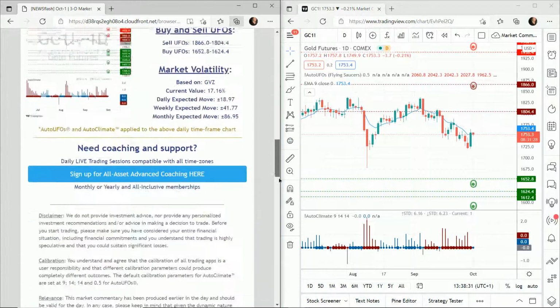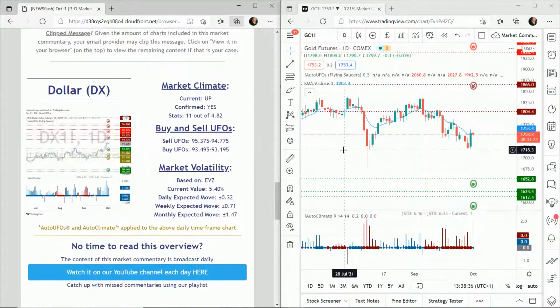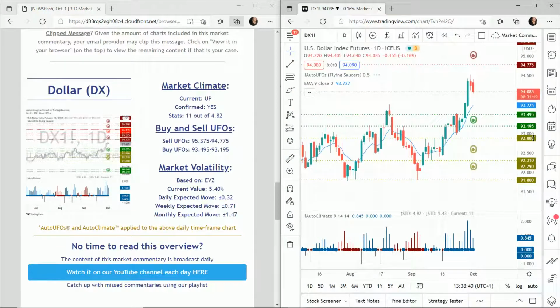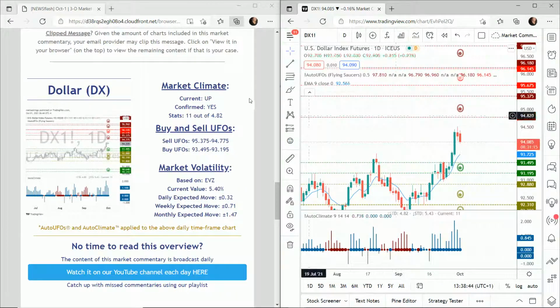Okay, next market. Next market is the US dollar. Now, the US dollar is responsible for about 80% of transactions worldwide every single day. So even if you don't trade it, be aware of it because it will impact nearly every other market you could be trading. So with the dollar, we have a confirmed upwards climate, thick blue dot there, probability upwards.